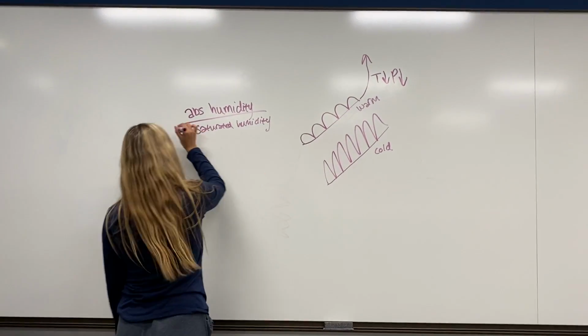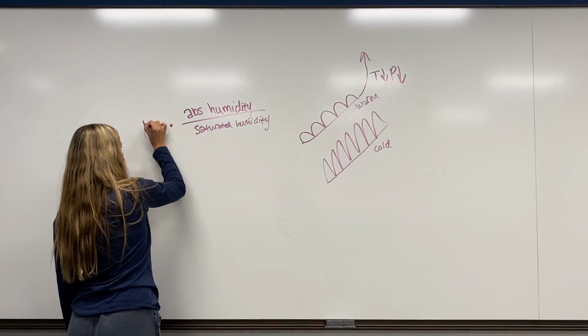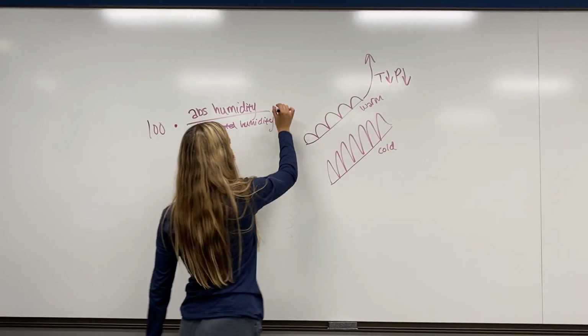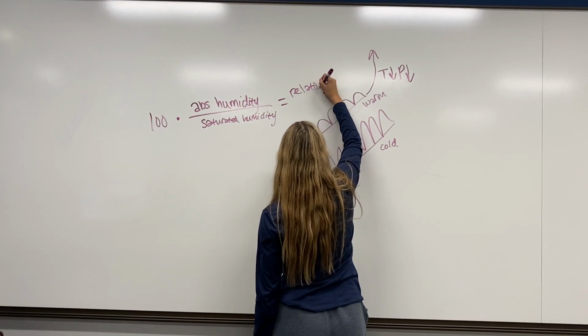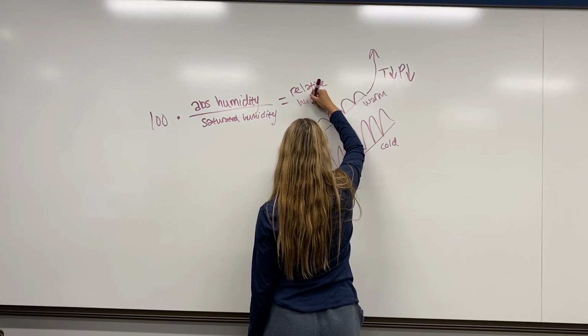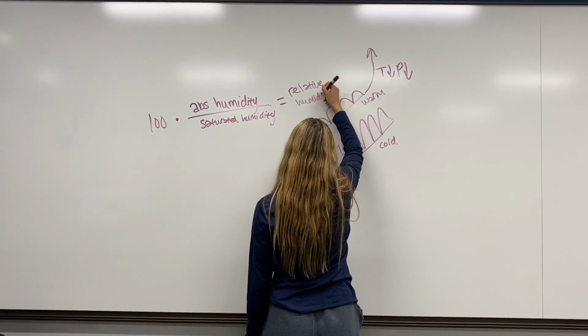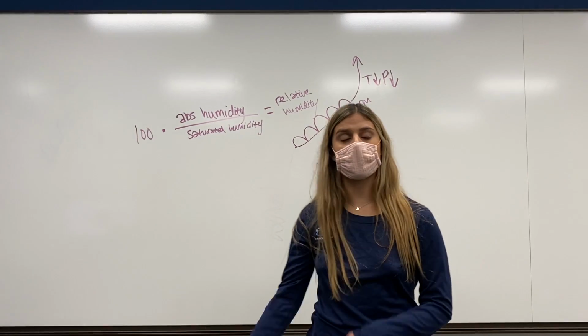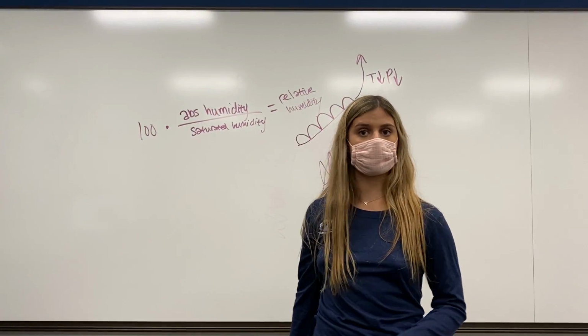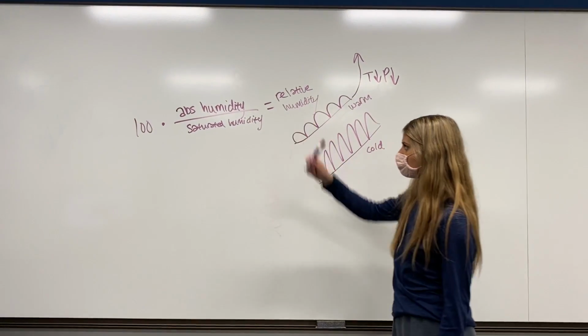When we multiply this by 100, we have something called relative humidity. Which is the value that you would see if you were to log on to your weather app on your phone, or if the Weather Channel was talking about humidity, they're talking about relative humidity.